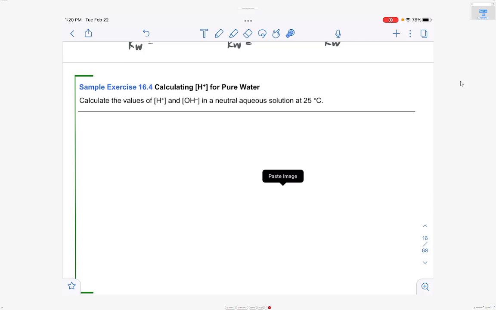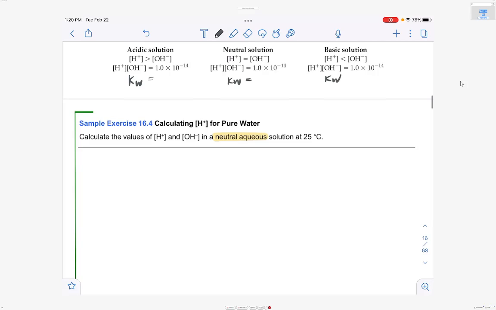I'm going to read the question. Calculate the values of proton and hydroxide concentrations in a neutral aqueous solution. So neutral aqueous solution. It is a neutral solution. From the last slide, we know that for neutral solution at equilibrium, the concentration of proton equals the concentration of hydroxide ion. So what is the exact numerical value of these concentrations? Let's find that in this example exercise.